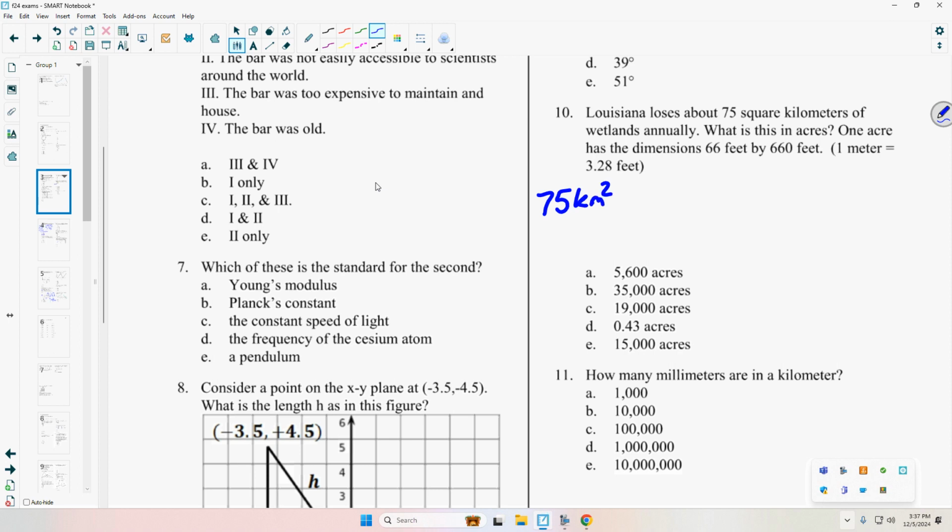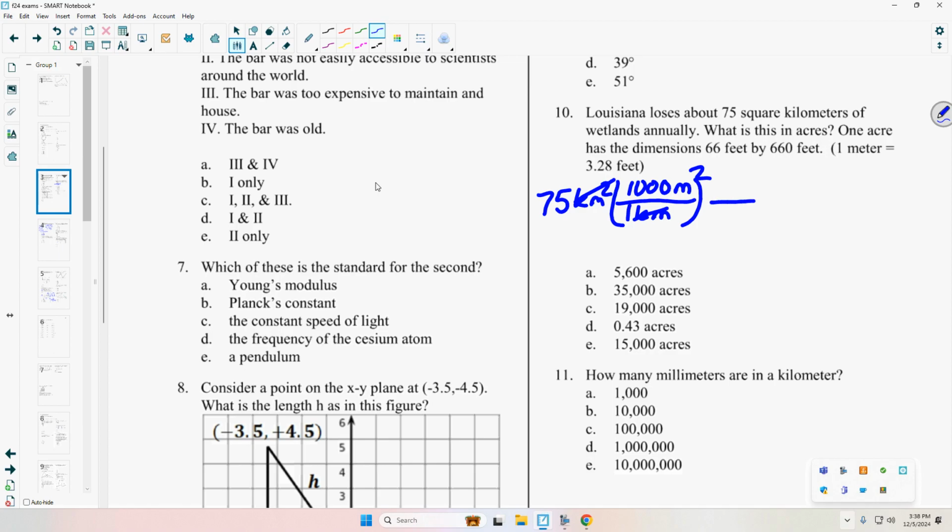And then I want to convert that into acres. So first, I'm going to convert it into feet, or I'll convert it into meters first. 1 kilometer is 1,000 meters. But I have to square that so that these units will cancel those units. Right, look at your units and follow those.